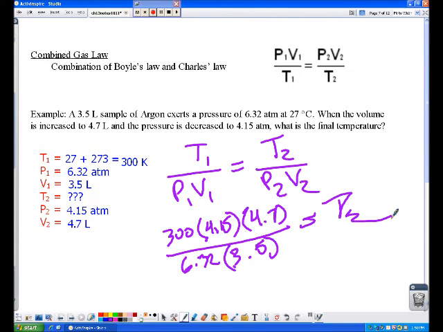So my new temperature, or T2, is equal to 265 kelvins. So the temperature is going down. Even though the volume is going up, it's not going up enough to offset the pressure change. So the temperature is also having to change to balance it out. It's the combined gas law where all three variables are in there. That's 265 kelvins.